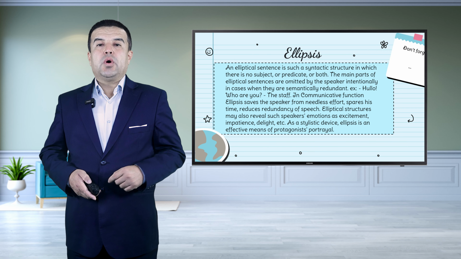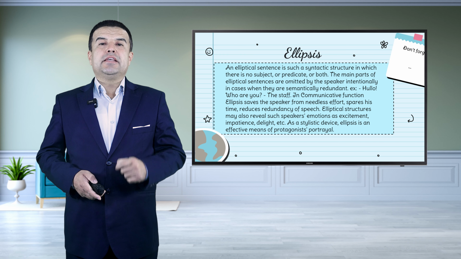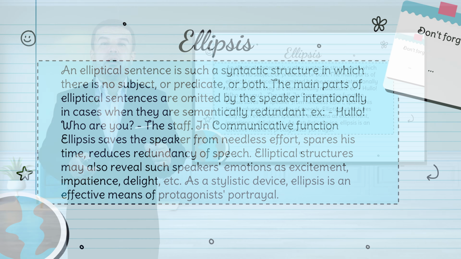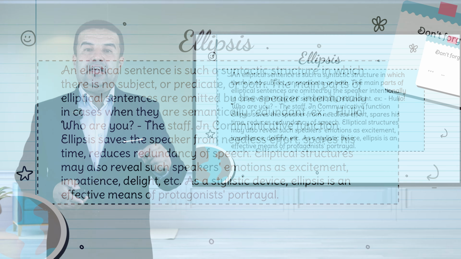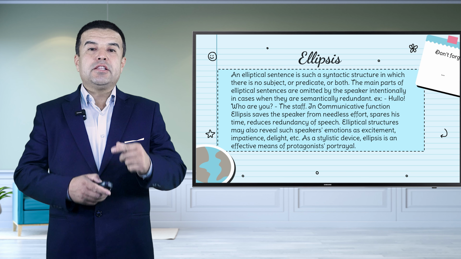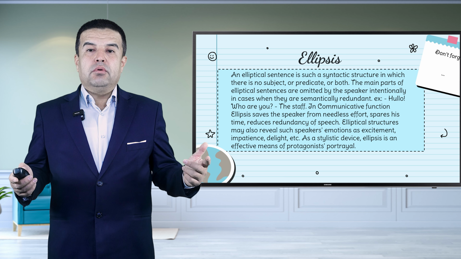The first one is ellipsis. An elliptical sentence is a syntactical structure in which there is no subject or predicate, or both. The main parts of an elliptical sentence are omitted by the speaker intentionally in cases where they are semantically redundant. For example, "Hello, who are you?"